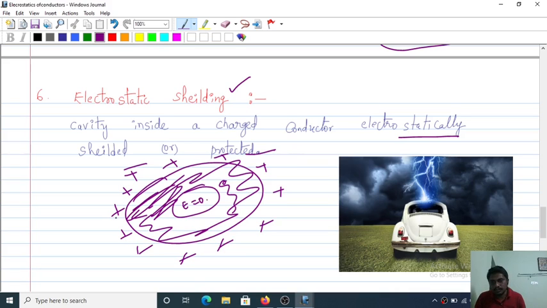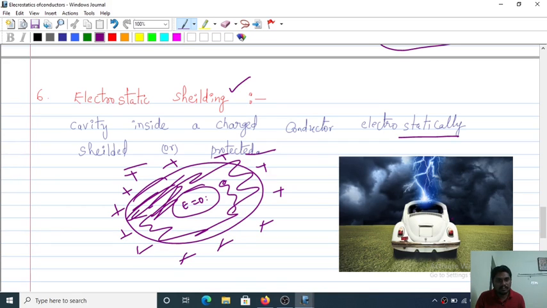Whatever charge you give to the conductor, it doesn't affect the space inside the conductor, that is called the cavity. The best example is that during a thunderstorm, it is wise to remain in the car. During a thunderstorm there is lightning happening here. During lightning it is advised to sit inside the car, so that you will be electrostatically shielded or protected from the lightning.